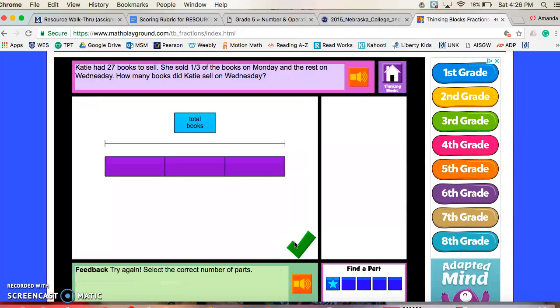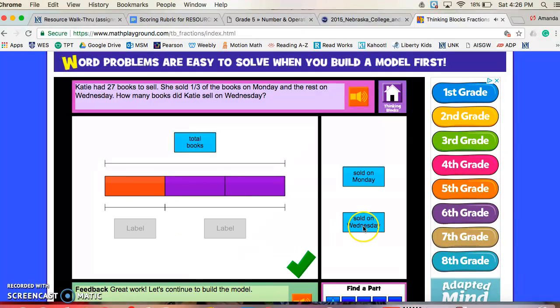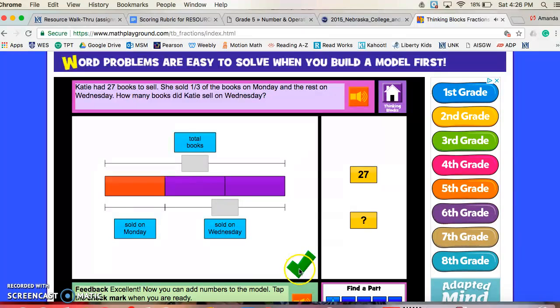Okay, so let's see. Oh, here we go. I'm still learning too. Checking in. And then you can also plug in the labels here. So she sold 1/3 on Monday and the rest on Wednesday.